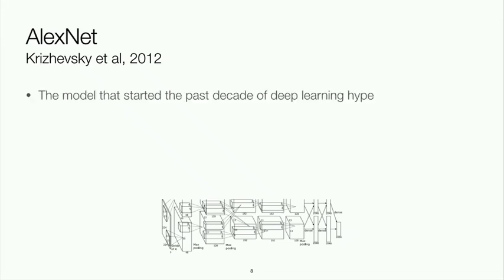So AlexNet is a convolutional network. These ConvNets we can think of as basically driving, at least for the first part of the decade, all of that hype in terms of why deep learning was so popular. This model came out in 2012, at one of these conferences that we have. It really started the past decade of deep learning hype. This is really what drove it.